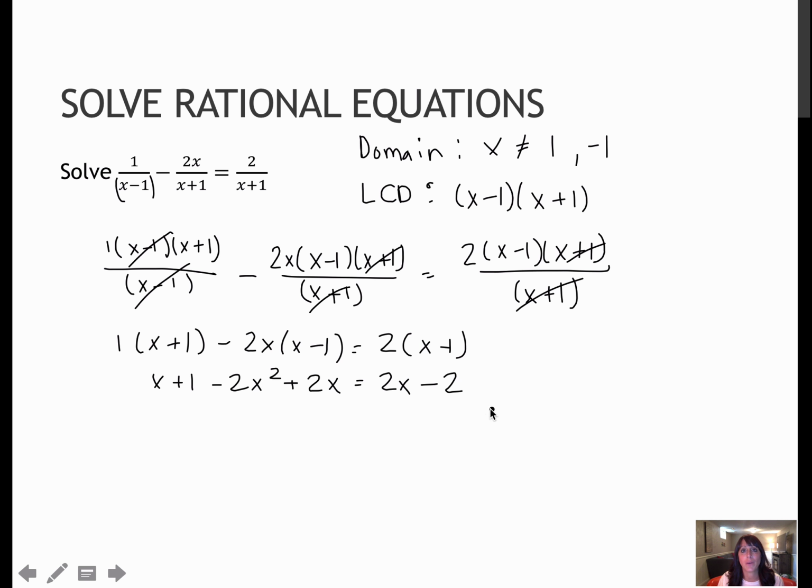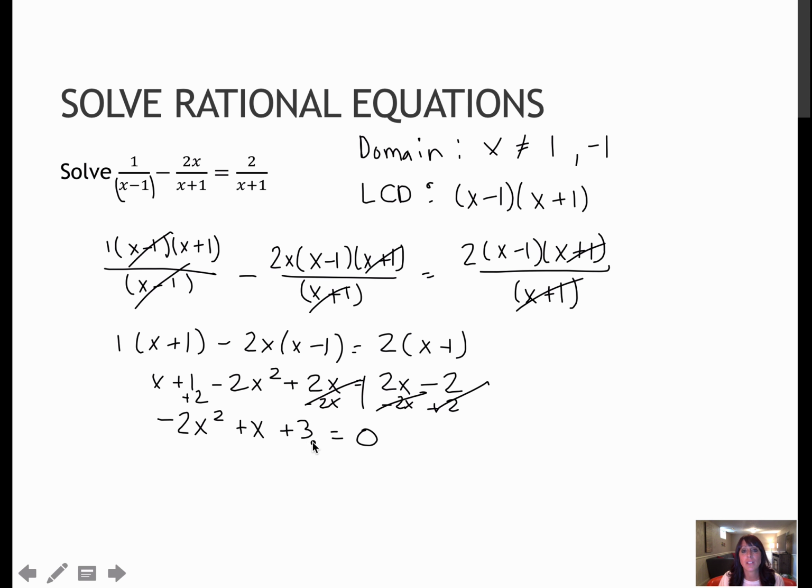Because this is a quadratic, I obviously want everything on one side, so I'm going to move everything to the left side. So I'm going to write my negative 2x squared. I'm going to subtract the 2x, and I'm still left with that positive x on the left. And I'm going to add the 2, which gives me plus 3, and then equal to 0 because I've gotten everything gone on the right side.